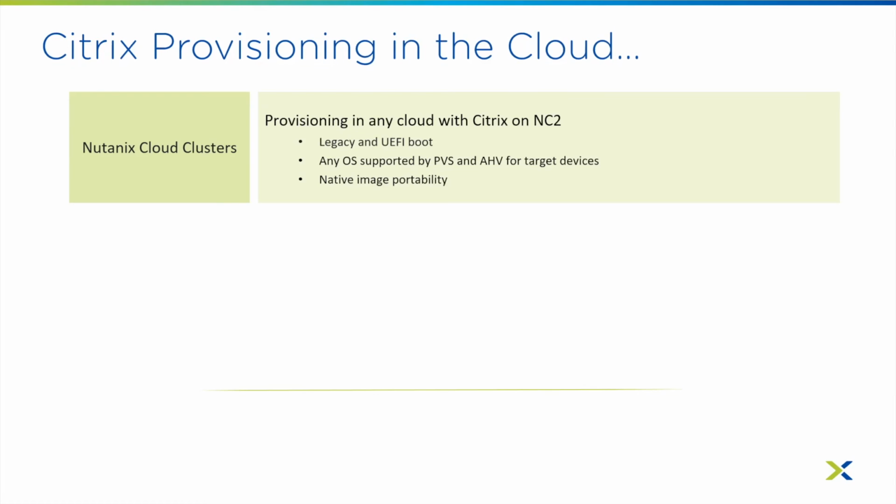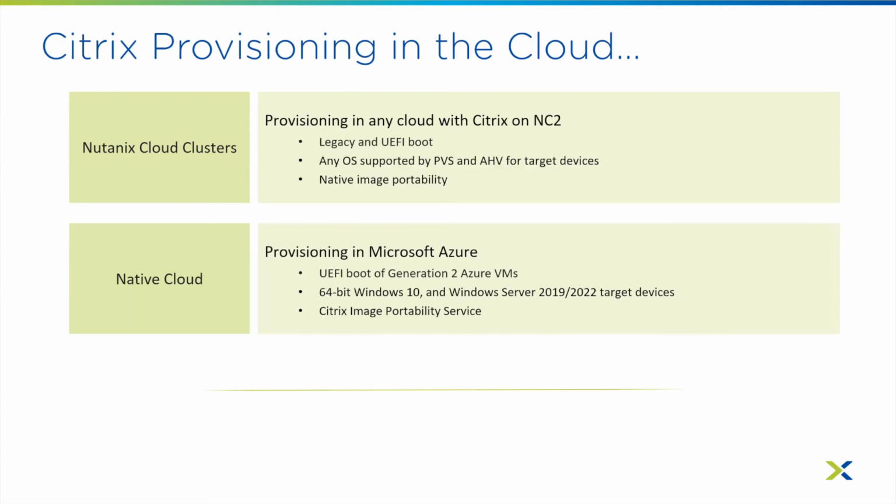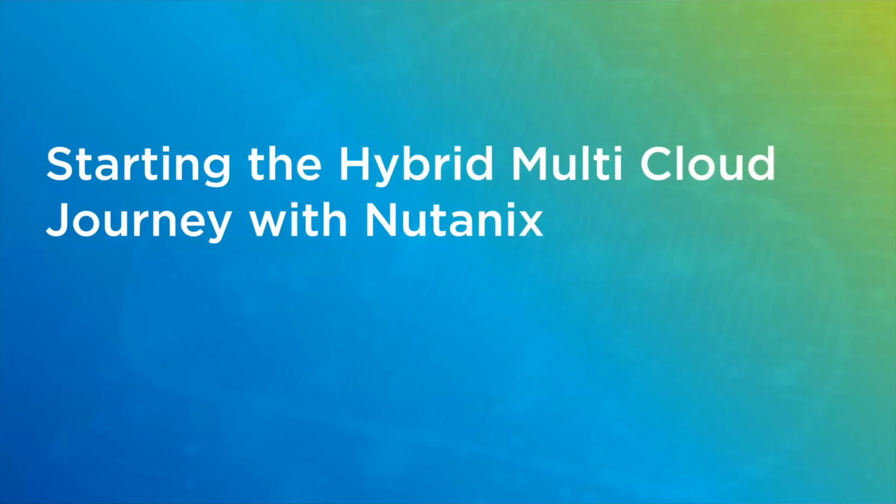No change there. A little bit different from the native cloud provisioning, which is available on Microsoft today, where you have to have some different things here, like the image portability service, your OS limitations, and also looking at your UEFI boot of Gen 2 Azure VMs. There's no difference between cloud clusters or AHV on-prem. It's the exact same as the main point here. So a little bit different there from native cloud provisioning with provisioning for Citrix versus what we have with cloud clusters using the same exact mechanisms you use on-prem.